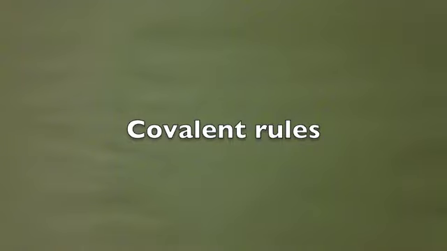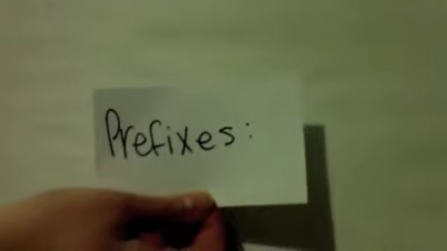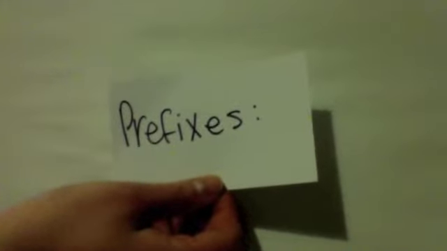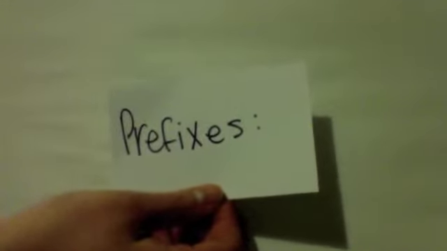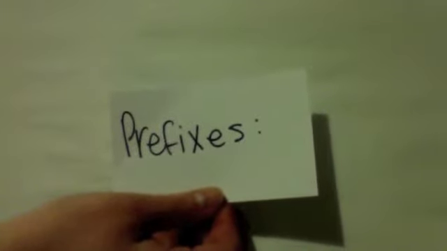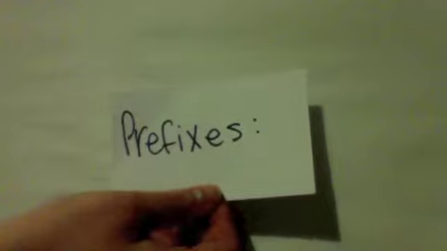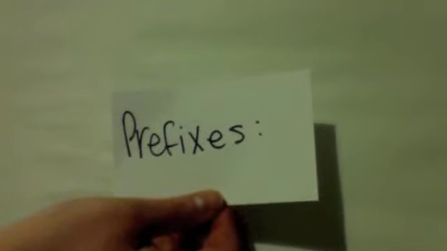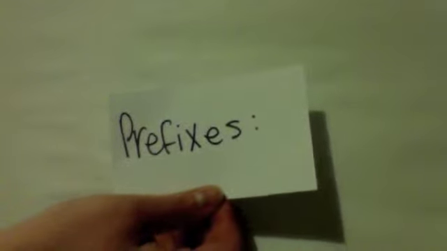For naming covalent bonds, you use prefixes to denote the number of atoms in the formula. You change the ending of the second word to "-ide", and you do not use mono if there's one of the first element. Your prefixes include 1 is mono, 2 di, 3 tri, 4 tetra, 5 penta, 6 hexa, 7 hepta, 8 octa, 9 is nona, and 10 is deca.